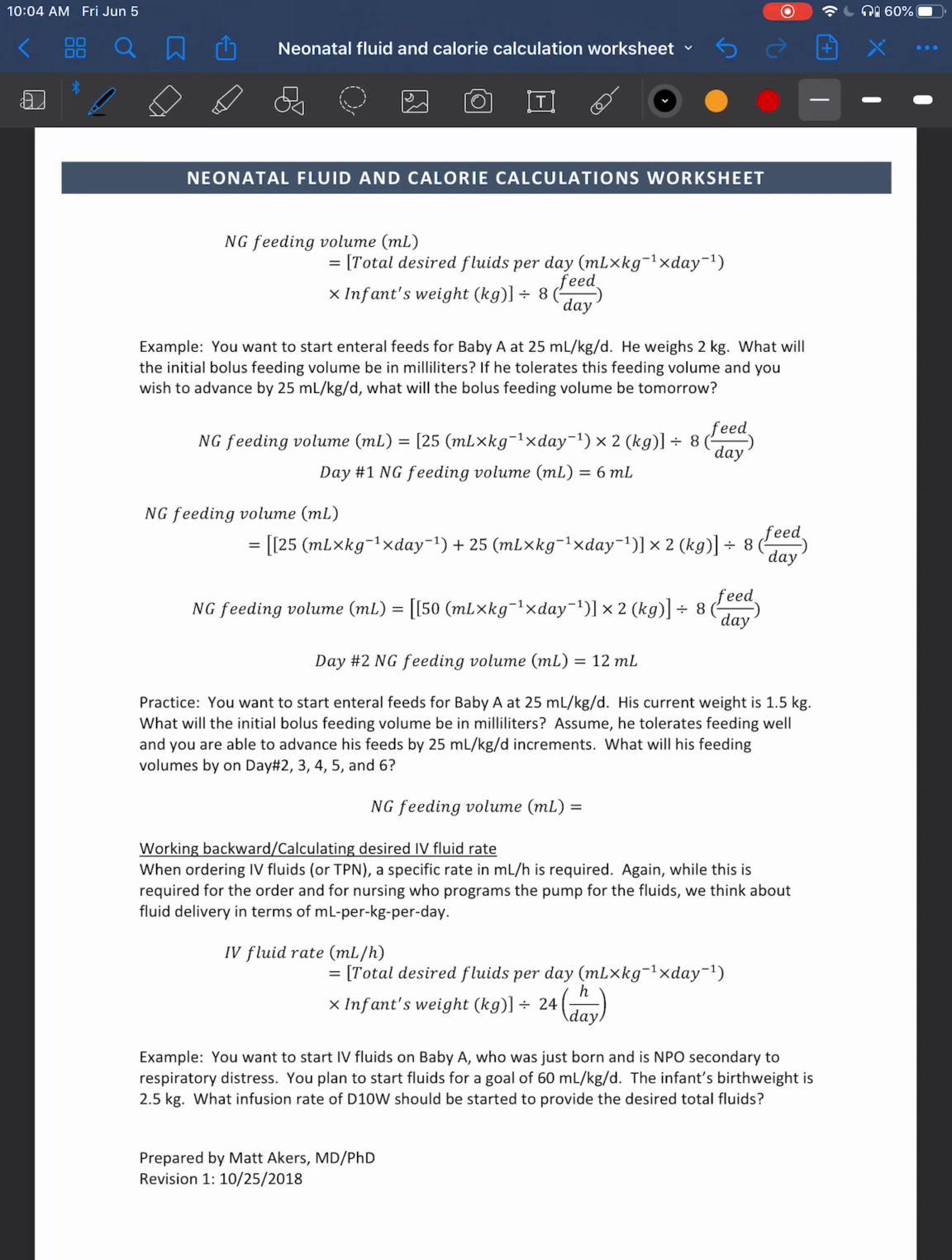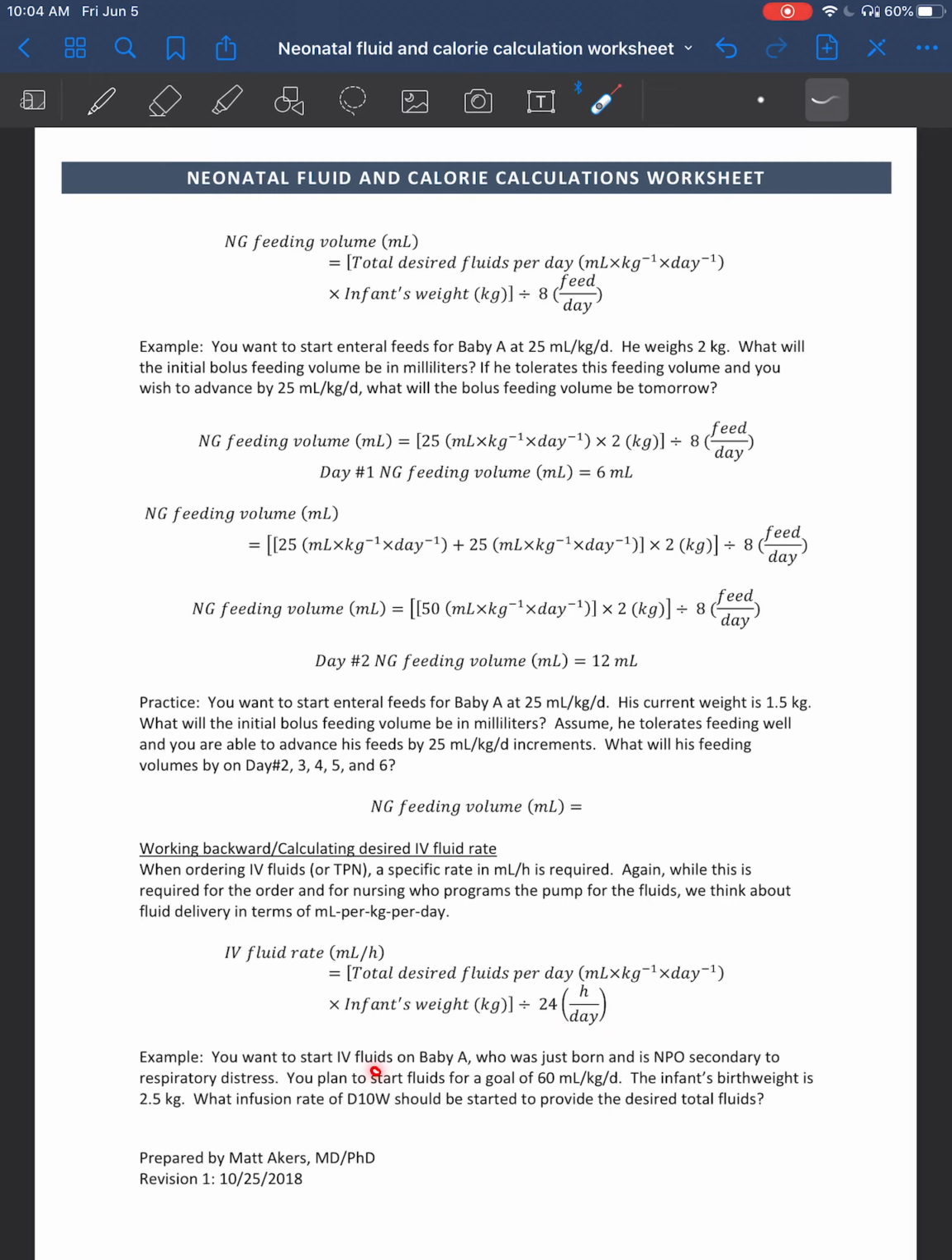The last example we'll look at is working backwards to calculate desired IV fluid rates. When ordering IV fluids or TPN, a specific rate in mils per hour is required. Again, while this is required for the order entry and for nursing who programs the pump for the fluids, we think about fluid delivery in terms of mils per kilo per day. To find the IV fluid rate in mils per hour, we take the total desired fluids per day in mils per kilo per day, multiply by the infant's weight, and divide by 24 hours to get the hourly rate for the IV fluids.